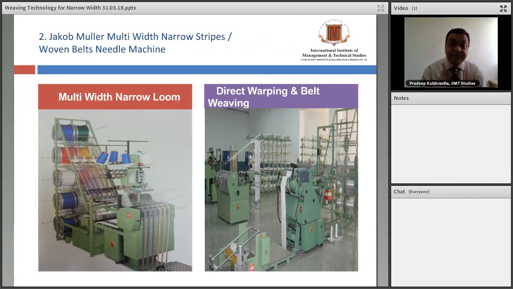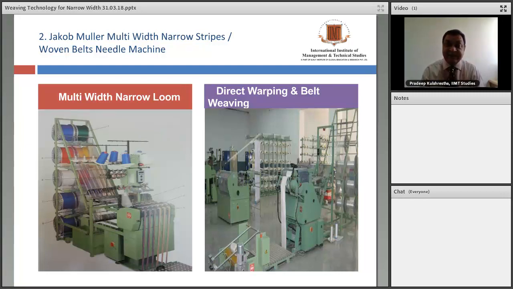Now, Jakob Müller technology. This is a very famous worldwide company, having branches in different countries like US, Switzerland, my head office, then Italy, China, India, Bangalore. Many places this company is making the fabric, and they are one of the best companies in narrow fabrics, in belts, even in ropes. They also started a concept of ropes.